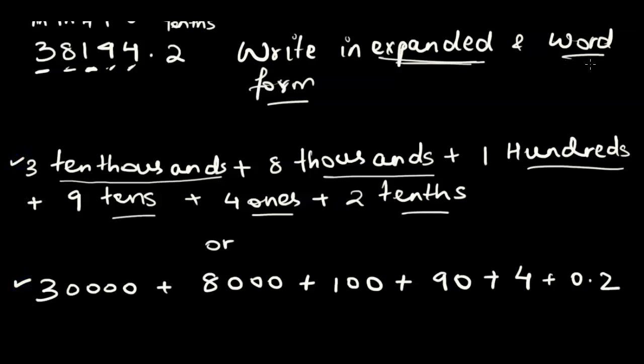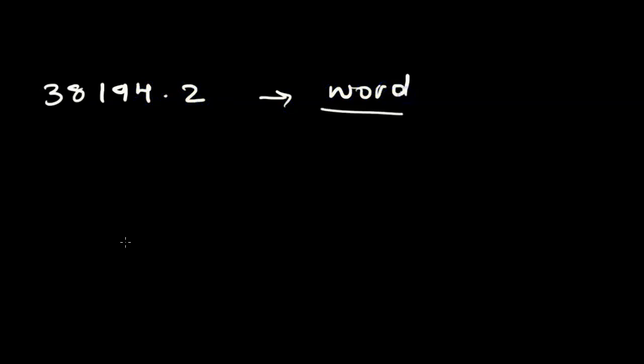Both ways are correct. Next we have to write this in word form. Let's rewrite the number. The number was 38194.2. For writing word form, we first need to categorize the numbers. For categorizing, we need to break apart the number before the decimal into groups of three. The number before the decimal is 38194.